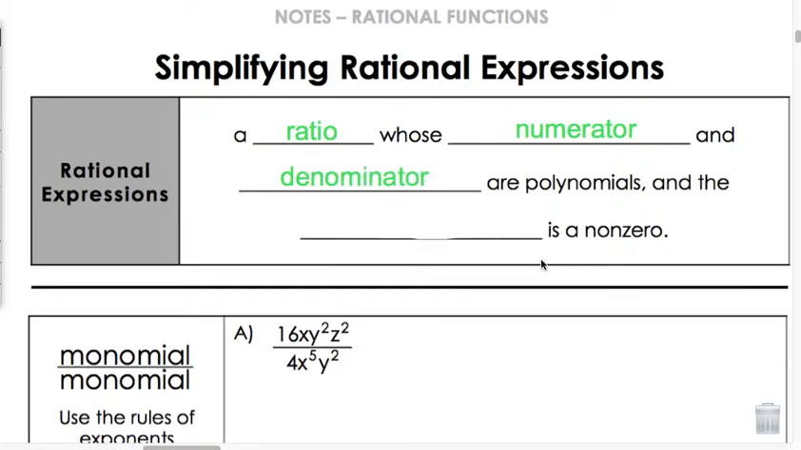And it's important to know that the denominator has to be non-zero, right? If we divide by 0, it would be undefined. So the denominator will have to be non-zero. So those are important things to understand about a rational expression.